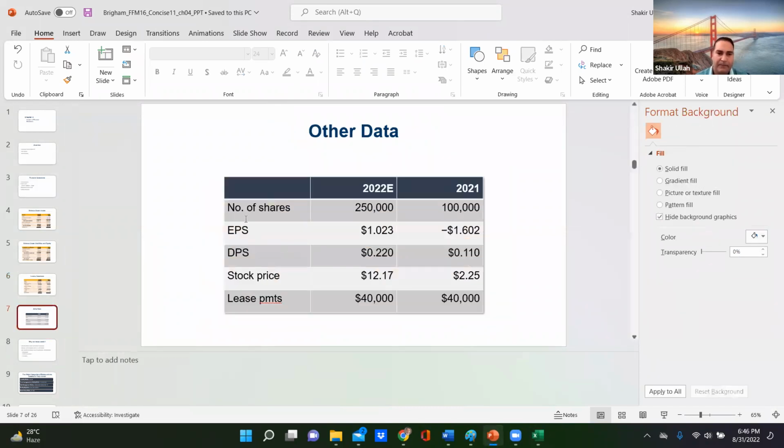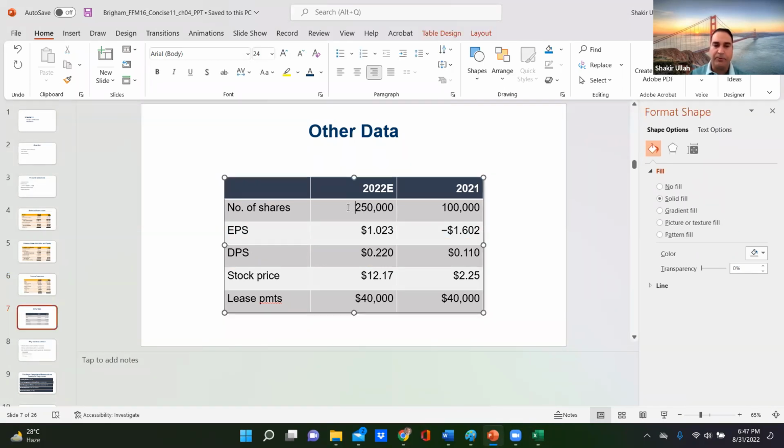Here's some additional information about the same company that we discussed the balance sheet and income statement for. This company has 250,000 shares. Last year, the shares were 100,000, but this year they have issued some more shares, so 250,000. EPS stands for earnings per share. This number comes from the earnings, which is net income divided by the number of shares.